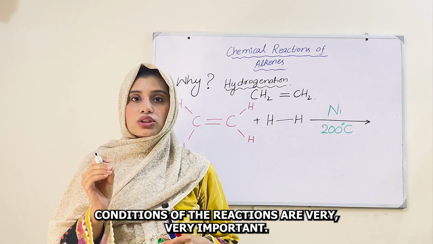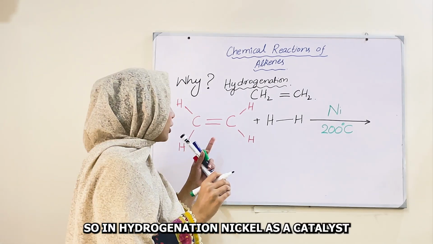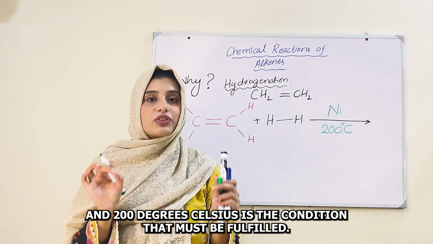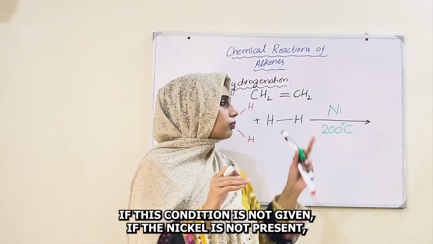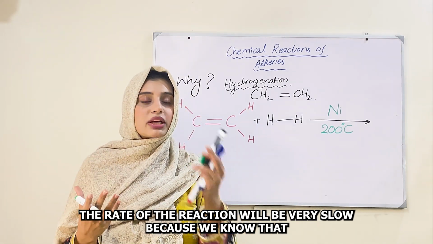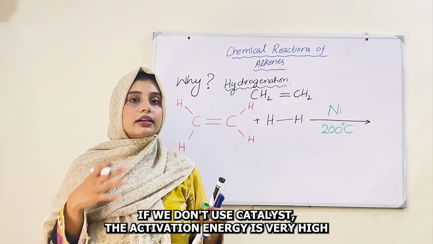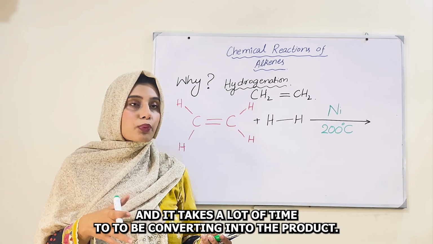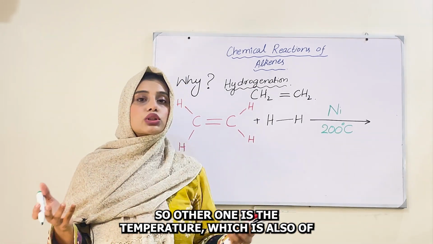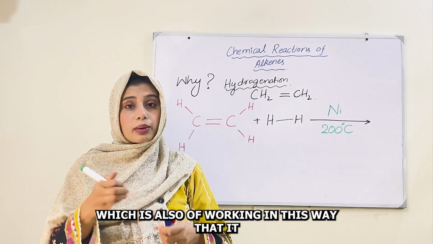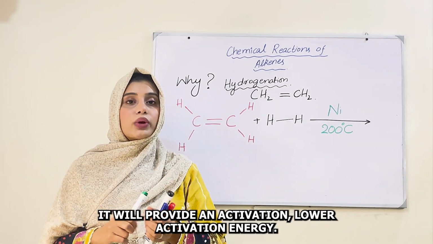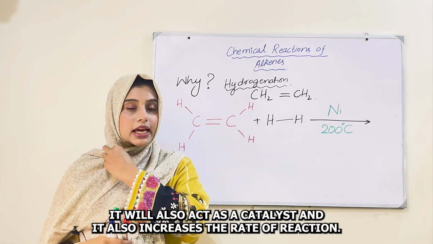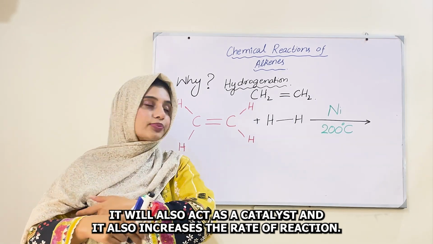The conditions of the reactions are very, very important. So in hydrogenation, nickel as a catalyst and 200 degrees Celsius is the condition that must be fulfilled. If nickel is not present, the rate of the reaction will be very slow, because without a catalyst the activation energy is very high and it takes a lot of time to convert into the product. The temperature works in a similar way: it provides a lower activation energy, and it also increases the rate of reaction.